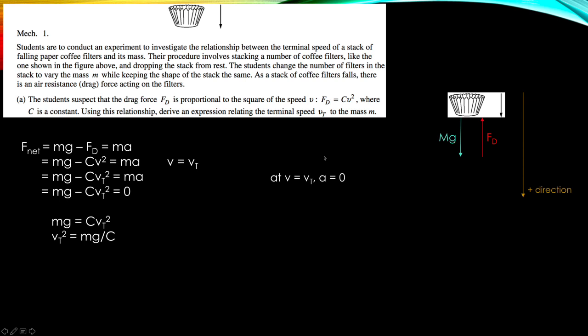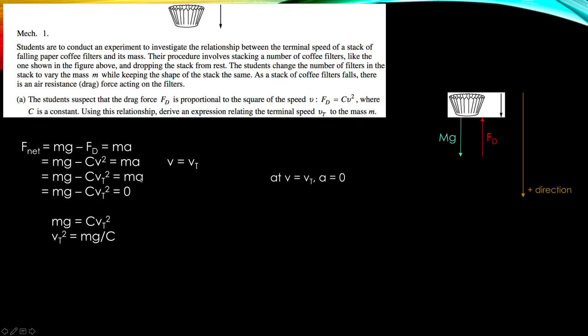And that's because once it reaches its terminal speed, that's its max speed. It's not going to get any bigger than that. The velocity is always going to remain the same, which means that acceleration is 0, because acceleration by definition is the change in velocity over the change in time. But if the velocity is not changing, the acceleration is just going to be 0.